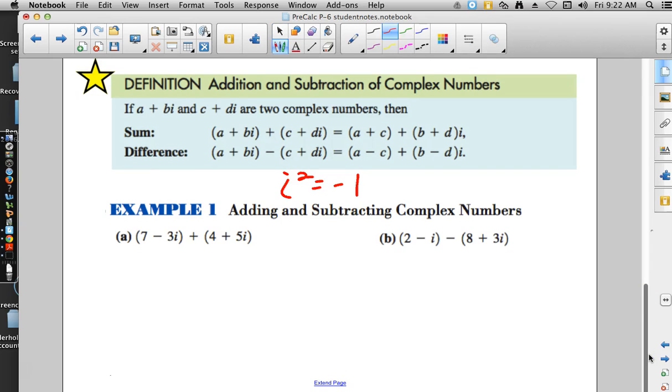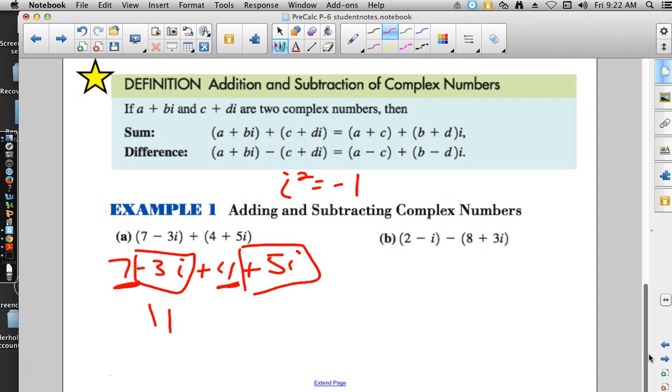So we look at A and we say, well, this is no problem. Basically, you could do what we did when we were combining like terms and say, I'm just going to drop parentheses. The parentheses are just to show us, hey, here's one complex number and we're adding another complex number. And then combine like terms. 7 and 4 is 11. -3i plus 5i will be 2i. So we have 11 plus 2i, and it's in standard form, which is the way we want to write our answers to these.